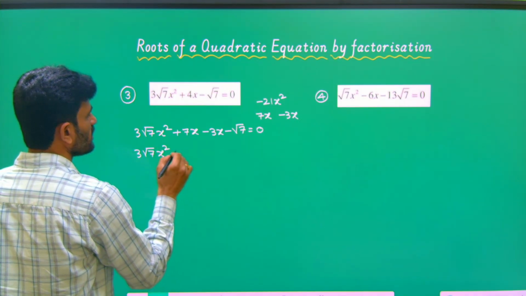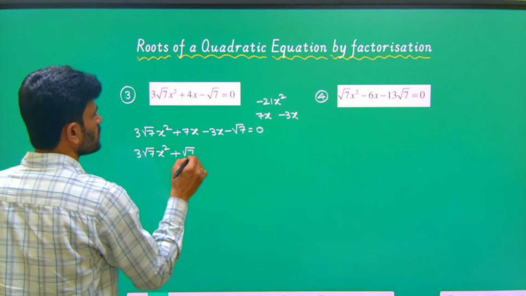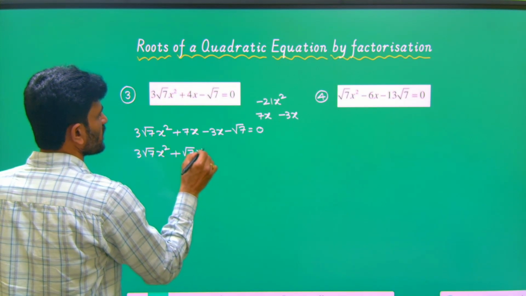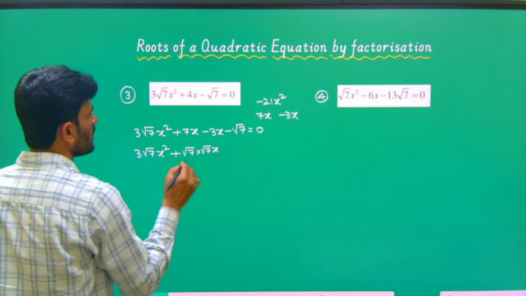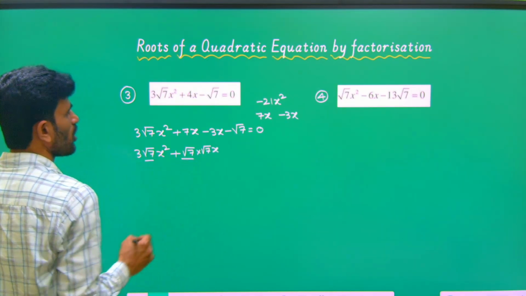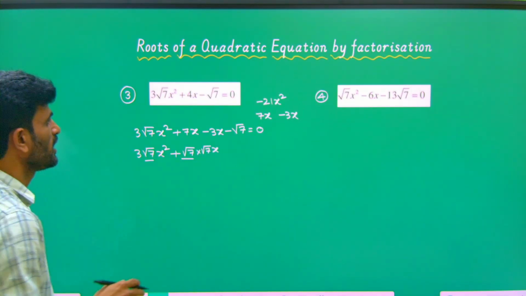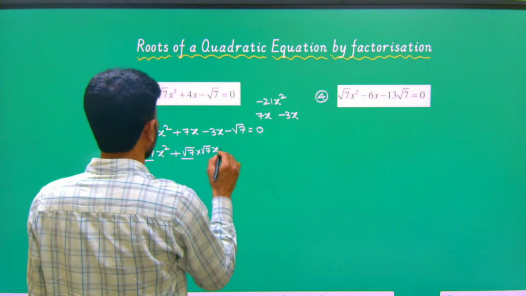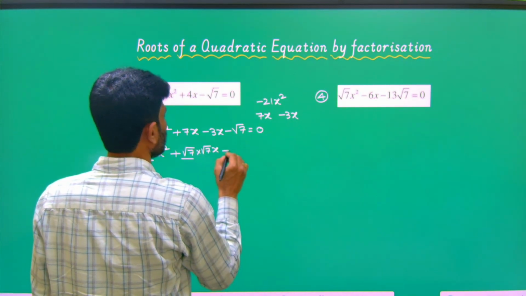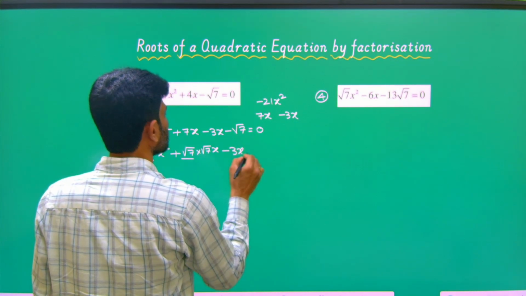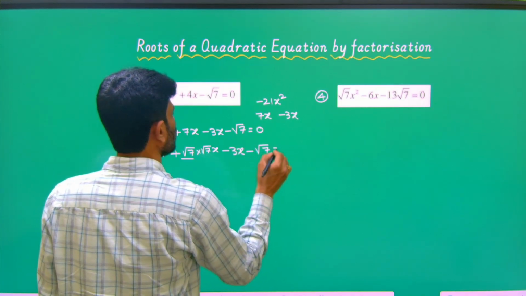But here, this can be written as root 7 into root 7x. Why are we writing like this? Because here root 7 is common in the first two terms. In the next two terms we do not have anything common, so you can take them as they are: minus 3x minus root 7 is equal to 0.